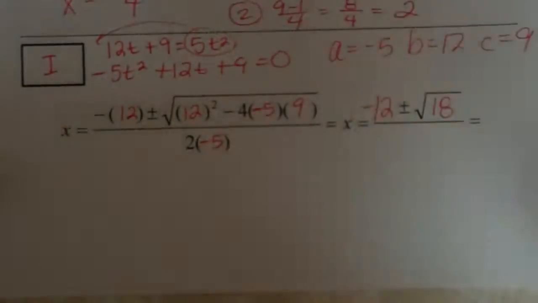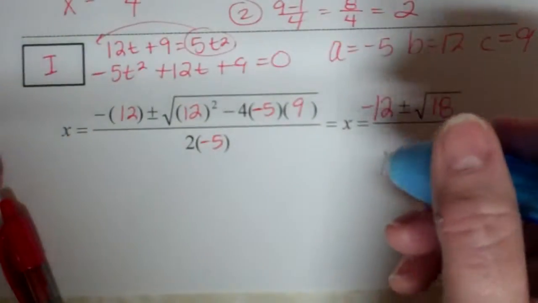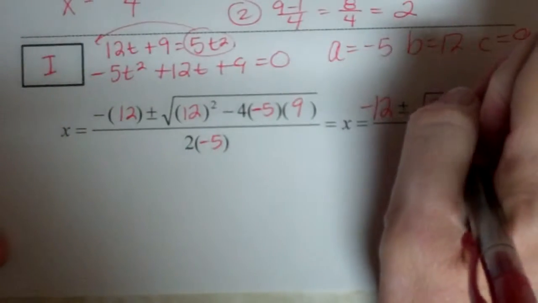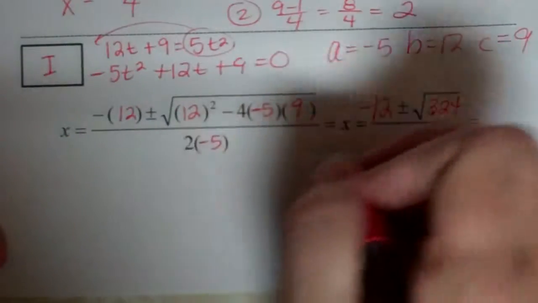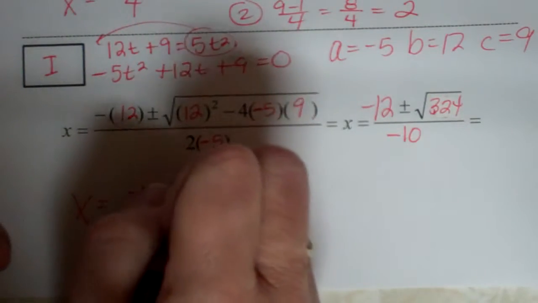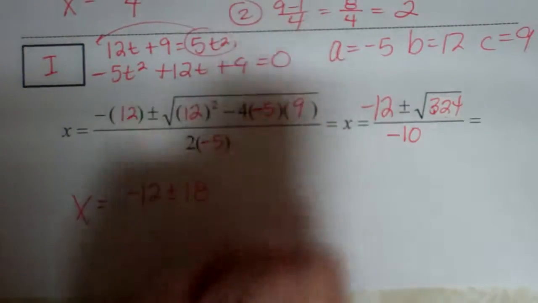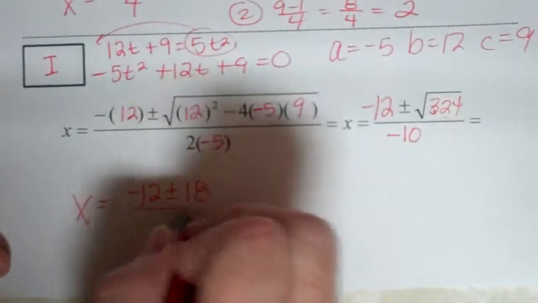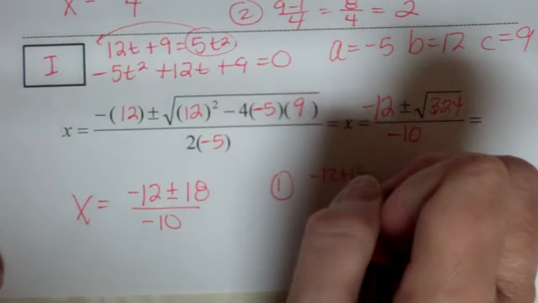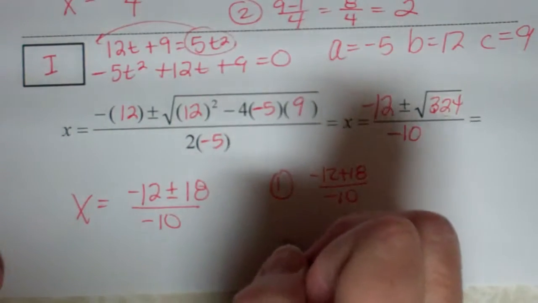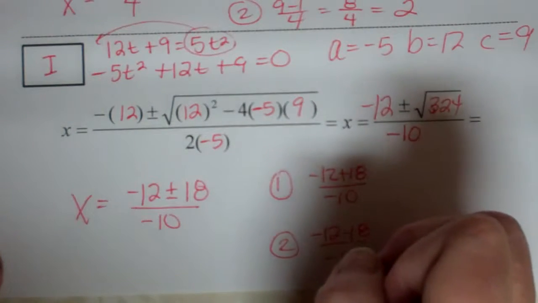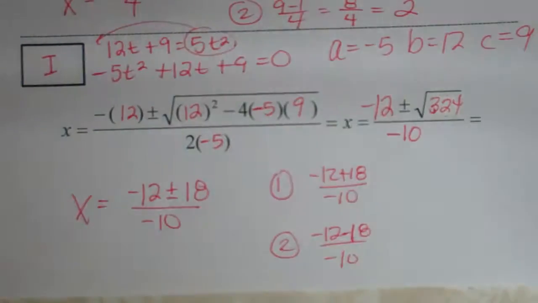Wait. Shame on me. No. Don't write that down, people. Let me fix that. Oops. Sorry about that. That was 324 there. I was just checking. And 2 times negative 5 is negative 10. So x is equal to negative 12 plus or minus 18. Was it 18? Sure enough was. Over negative 10. So my first answer is negative 12 plus 18 over negative 10. And my second answer is negative 12 minus 18 over negative 10. That's a minus 18. Watch me mess that up in a second.